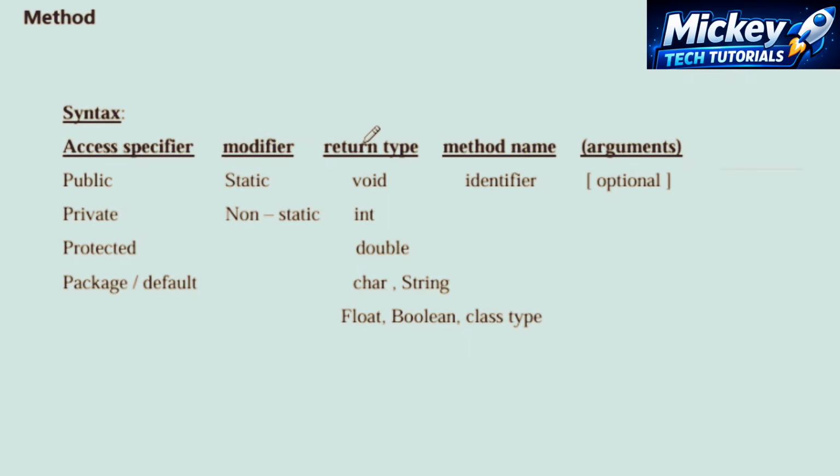And return types we have eight: void, int, double, char, string, float, boolean, and class type. Void will not return any values. Int will return a whole number, double will return a decimal value. When you want to return a character, you use char. When you want to return string values, you use string. Float and boolean, true or false, you know already. Class type, when you want to return your class type, you use the class type.